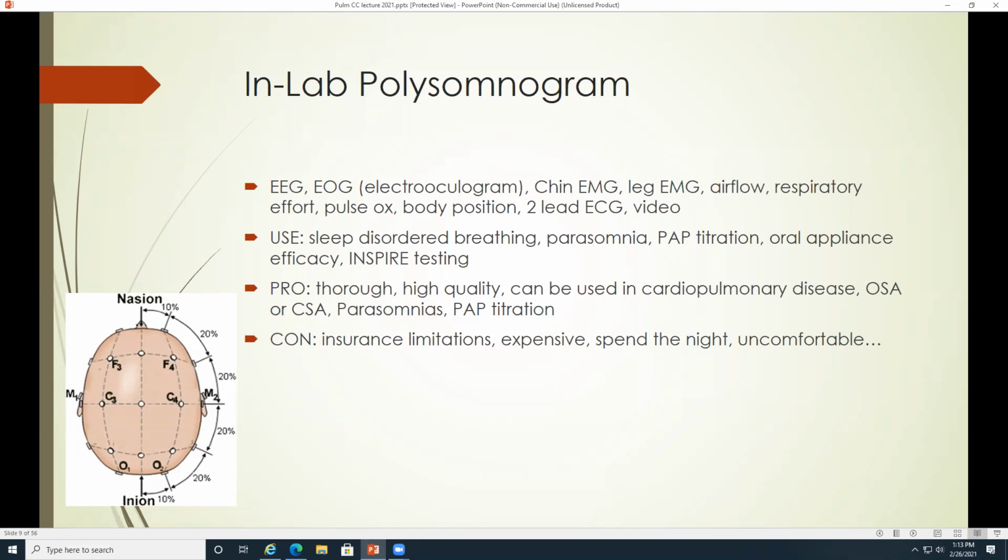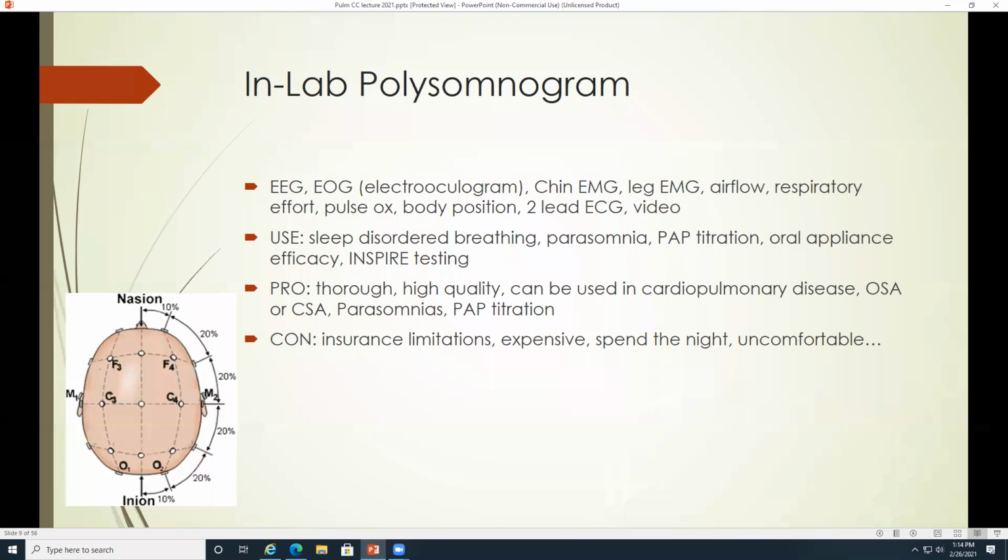The negatives here is that it's very expensive. It can be multiple $1,000s to do one of these. The insurances usually cover the vast majority of it, so it's usually not too bad for patients. But it is a realistic thing. A lot of people, once they find out how much it's going to cost them, opt to go for the home sleep study. They do have to come and spend the night, obviously. So they do have to arrange for healthcare or childcare.